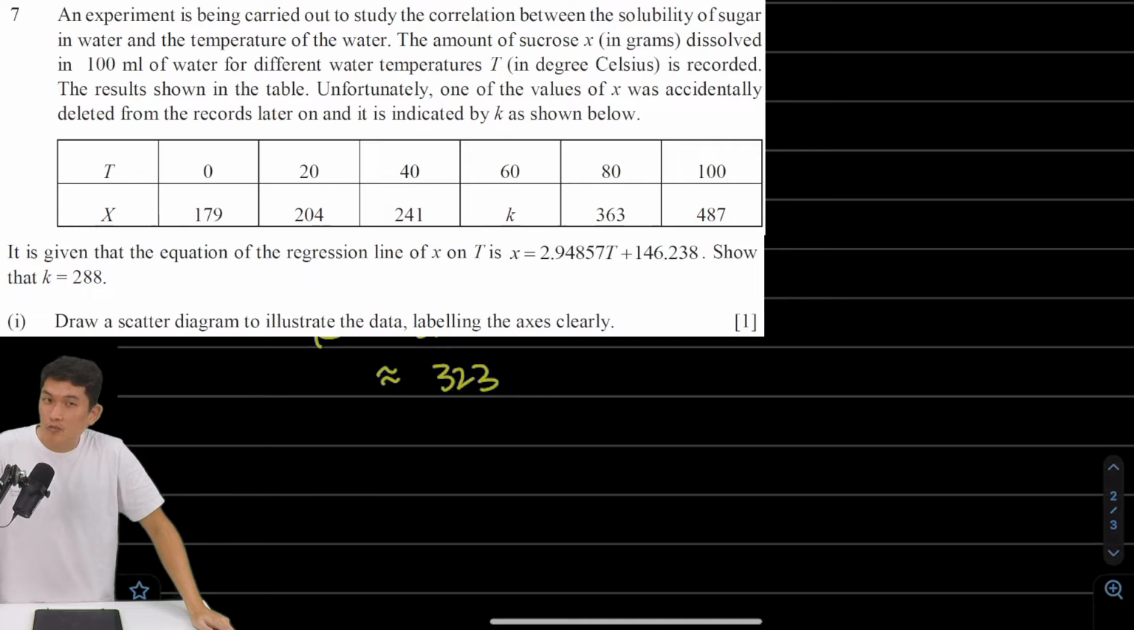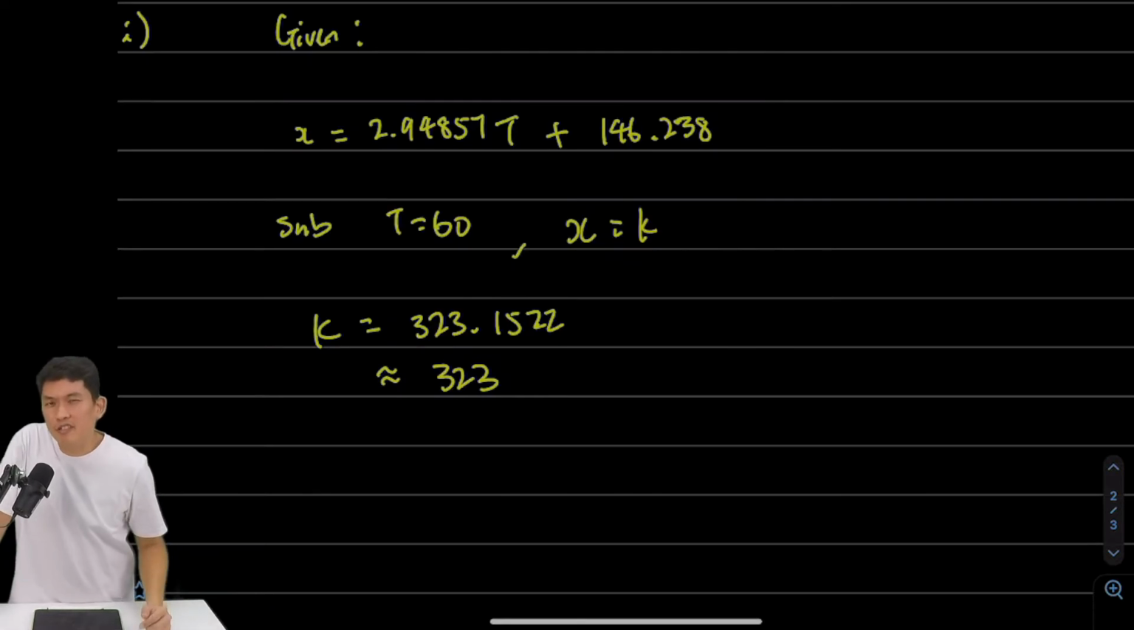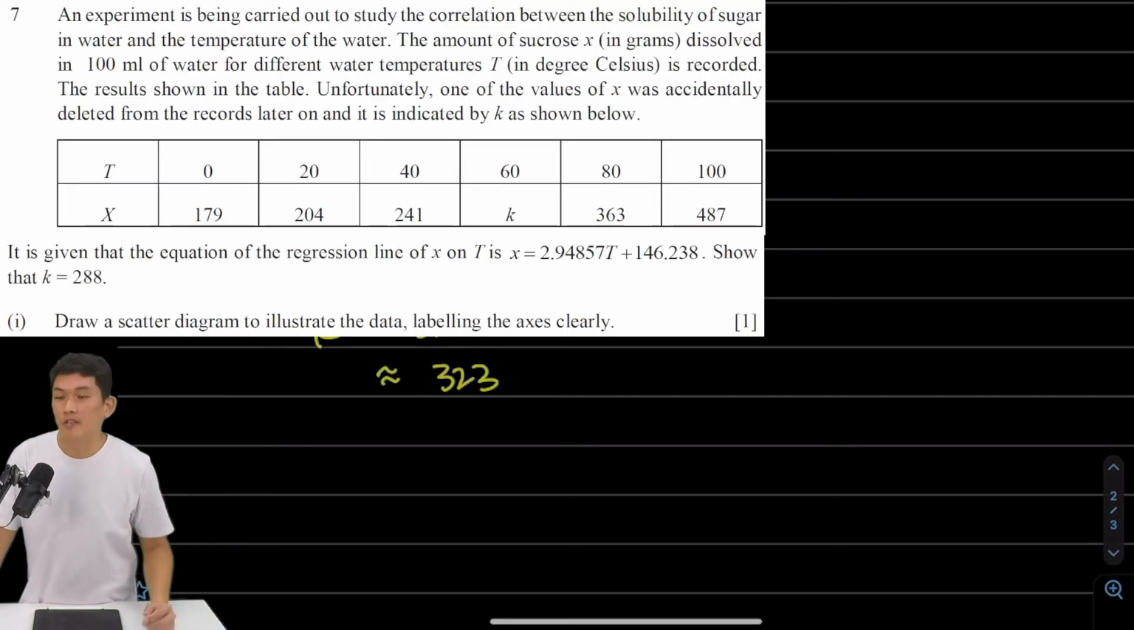So now most students will be panicking. Did I make a mistake? Did I copy down wrongly? Did I key into my calculator wrongly? Turns out none of that happened. 323 is exactly what you get when you substitute T equals 60. So what went wrong? Why should it be 288?